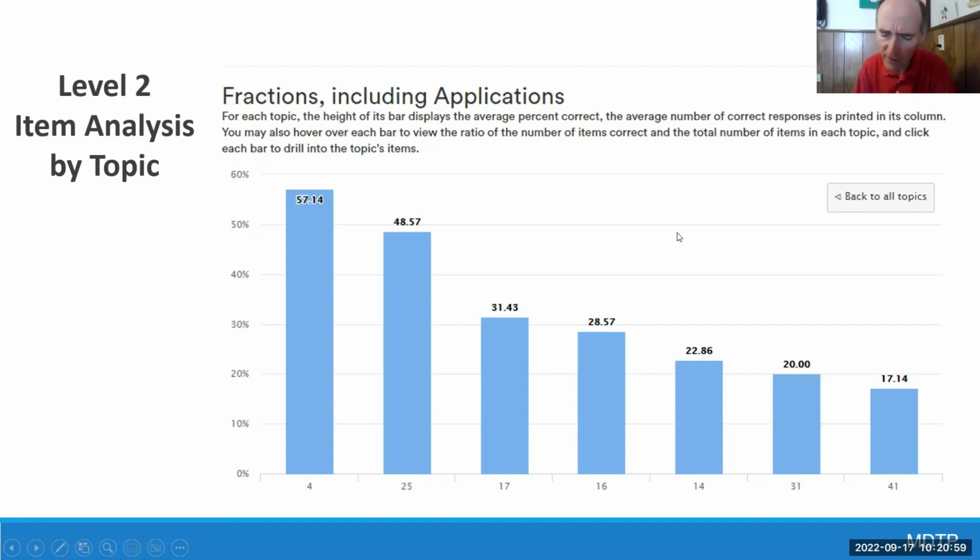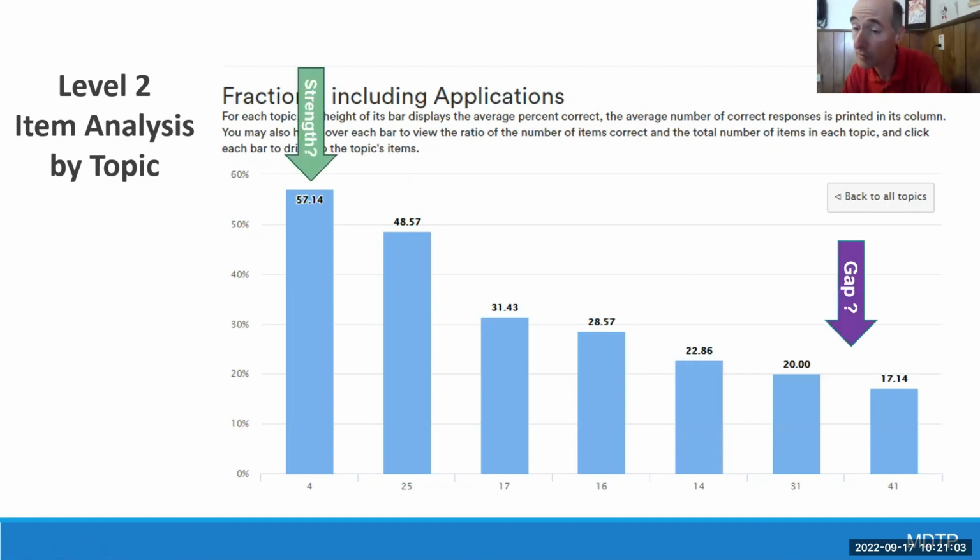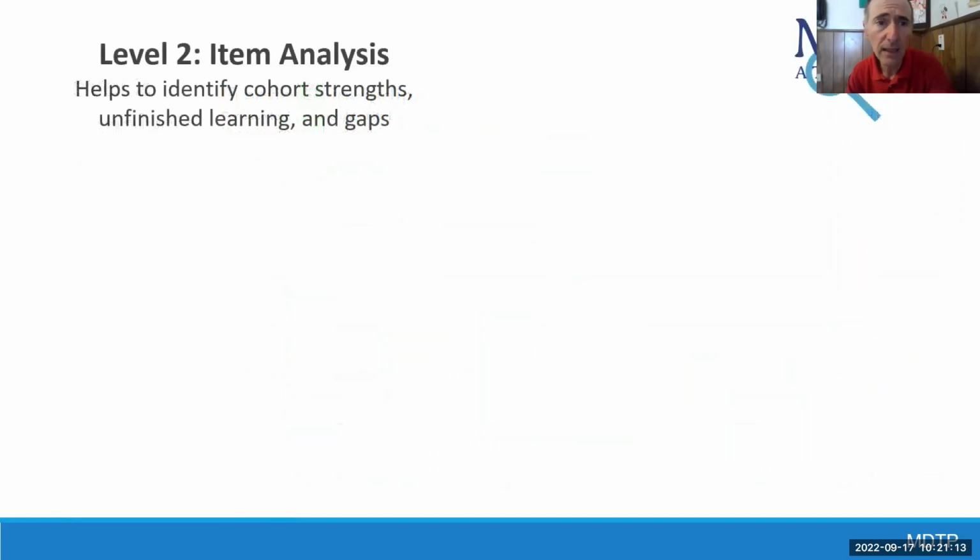And you can try to then see what are some strengths, what are some possible gaps where students really have very little clue, and where is somewhere in the middle where they have some unfinished learning. There's some more work to be done there, okay? But you also have an item analysis for each of the questions. You see how the students responded to those questions.